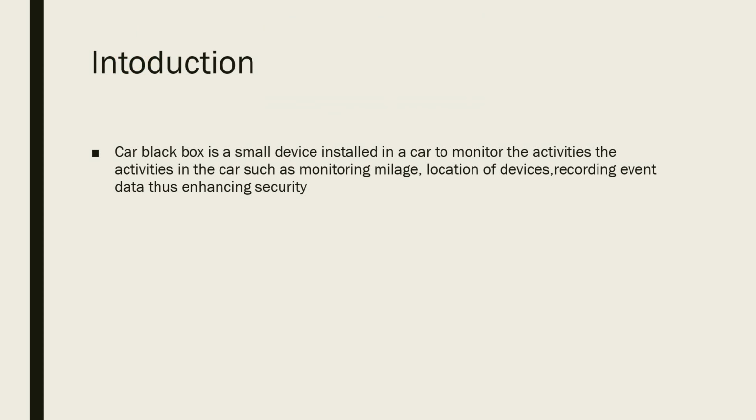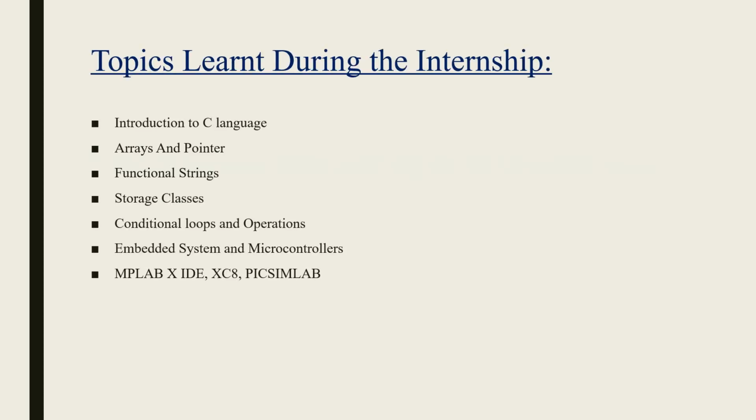Car black box is a small device installed in a car to monitor the activities in the car, such as monitoring mileage, location of the device, recording event data, thus enhancing security.